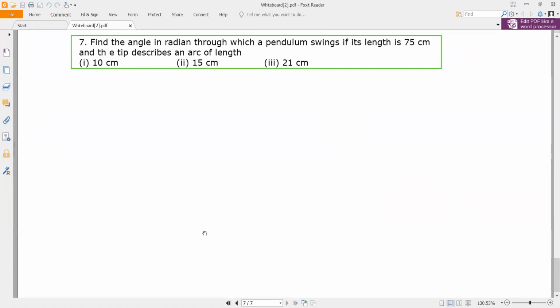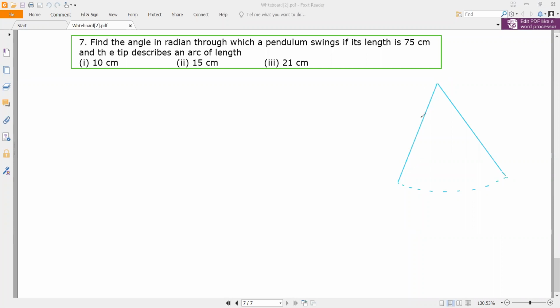Find the angle in radians through which a pendulum swings if its length is 75 centimeter and the tip describes an arc of length. 3 lengths are given to you. Let's consider the first length. So length of the pendulum is given as 75 centimeter. Let's draw the pendulum. Pendulum can be something like this, and let it swing along this path. This is how the pendulum is swinging.